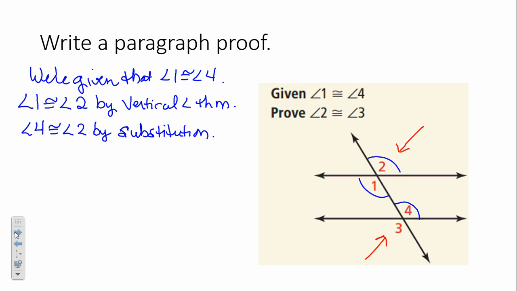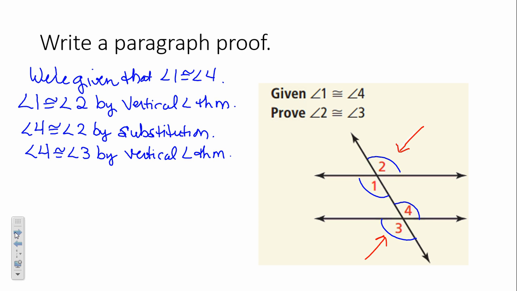Okay. Getting closer. But what's 4 congruent to? And 3. Why is 4 congruent to 3? Vertical angle theorem? Are we there? Almost, but we have them marked, right? Now that they're marked, they should be congruent by substitution, transitive, something like that, right? We're trying to get to 2 congruent to 3.